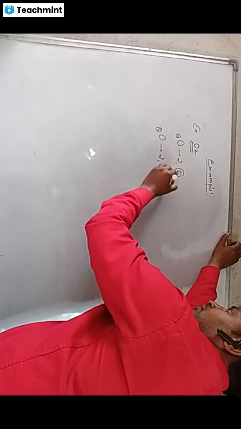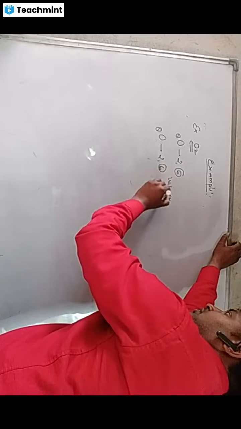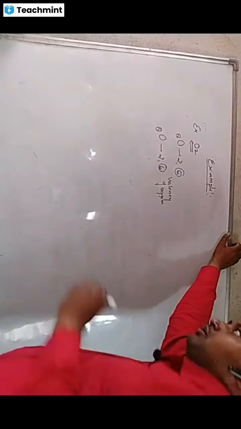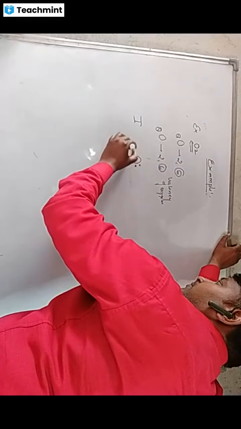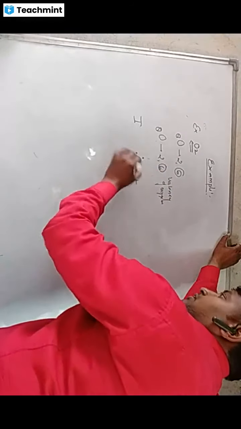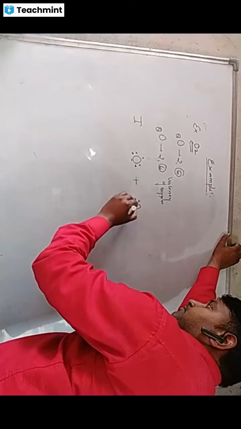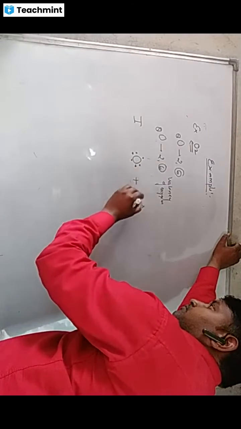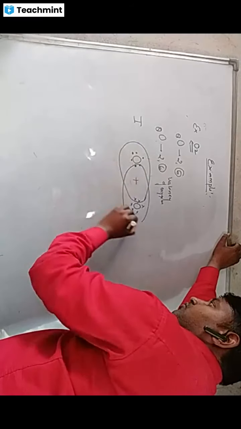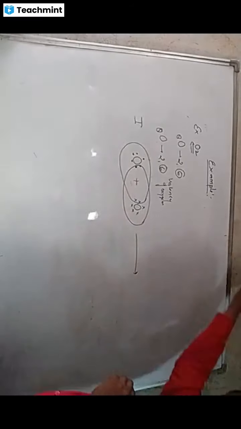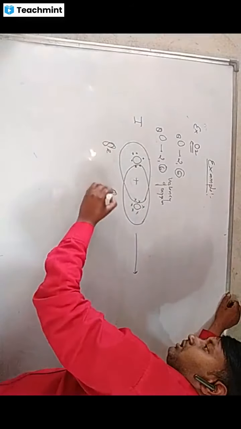6 is the valency of oxygen. So the first oxygen atom has 6 electrons, and the second has 6 electrons. Each shares 2 electrons and gains 2 electrons. Sharing, because each wants 8 electrons.